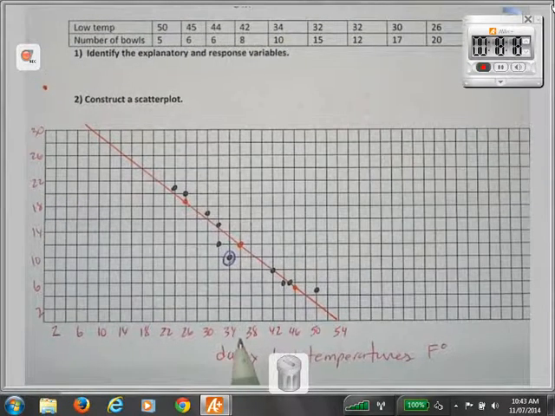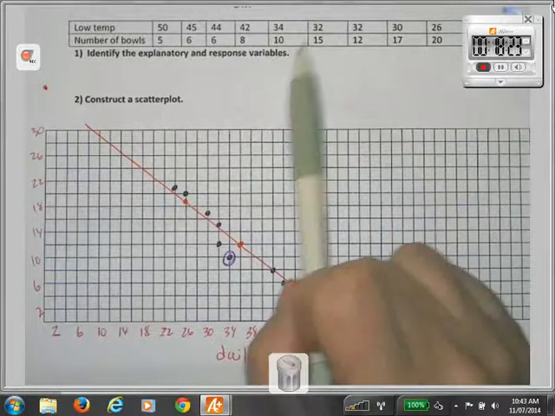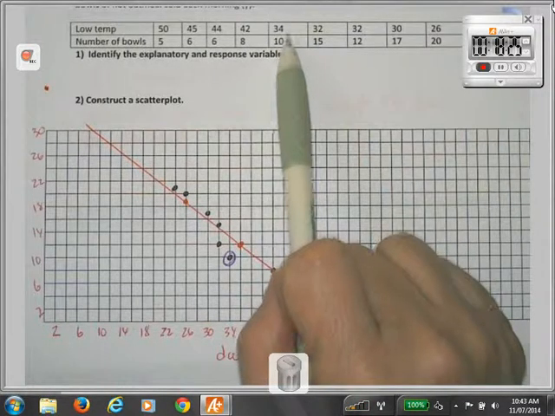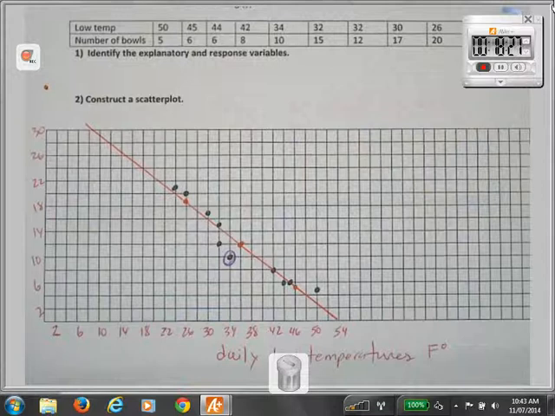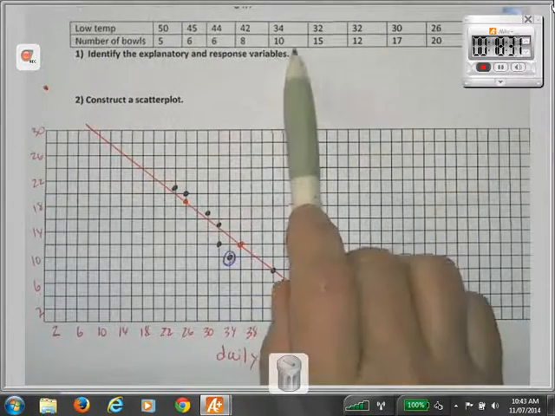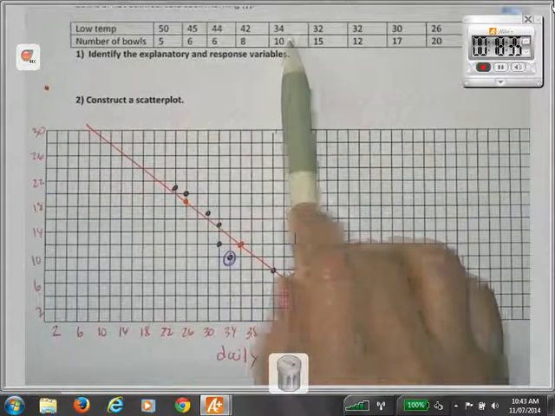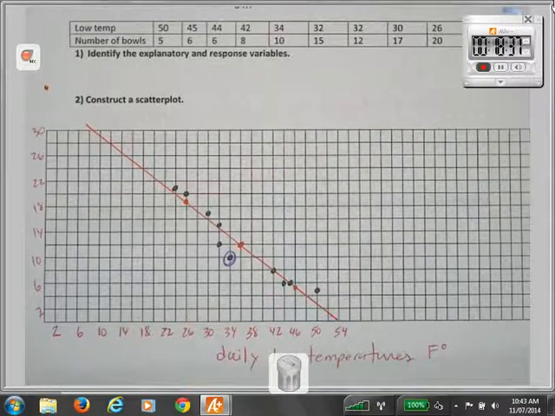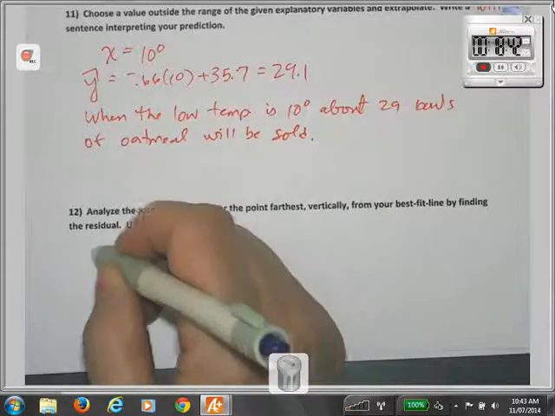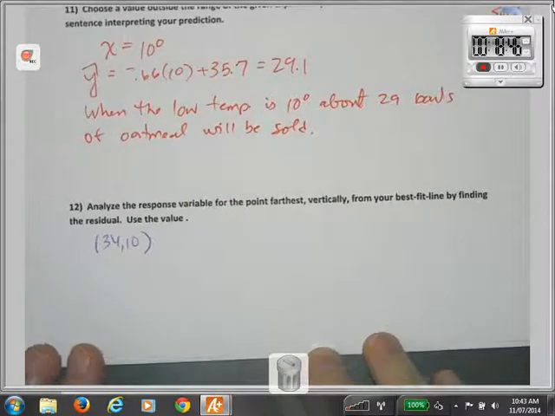Even if you have to go back to your table, we could see that it hit 34, and then 34, 10 on the table is the actual point. So if you can't quite read your graph for some reason or another, go back to the table, and these points that were originally here come from your table. So 34, 10 is our point that is farthest away. Okay, I'm going to write that down here, 34, 10. Remember that points are X and Y.